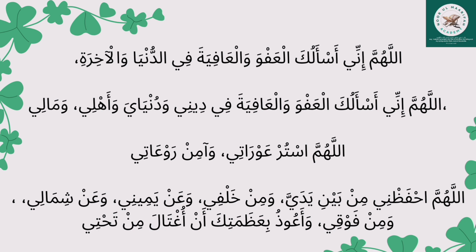Wa a'udhu bi azamatika. Many people mistake this word with azmatika. Now when you are reading azmatika, you are reading alif with fatah, that is zabar, and za with sukun, that is jazm, az. If you want me to write in Arabic, I will write like this and give you. So if you look into the text, it is not present there. What we are supposed to read? Azamatika, ayn and za. An ughtala min tahti. It is not tahti, it is tahti.